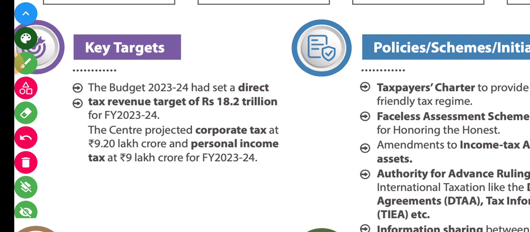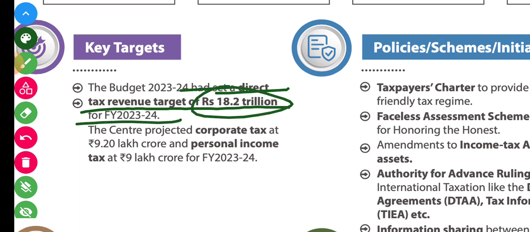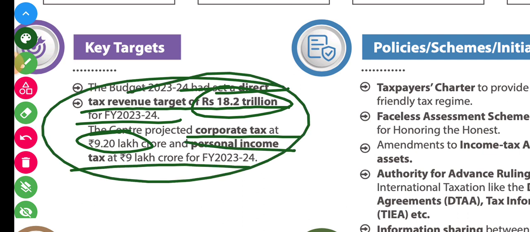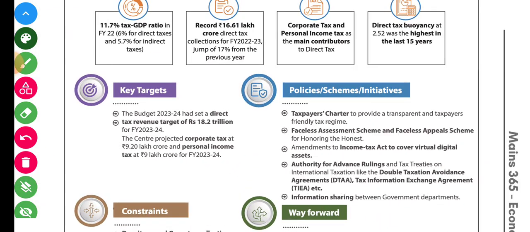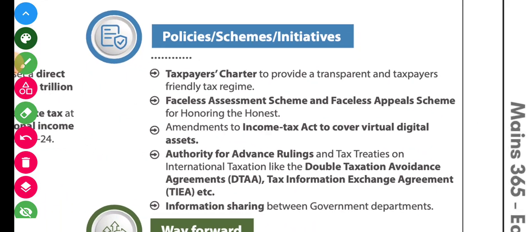Budget 2023-24 had set a direct tax revenue target of 18.2 trillion rupees. So remember this. The Centre projected corporate tax at 9.2 lakh crore, personal income not much. Only remember the conceptual part.